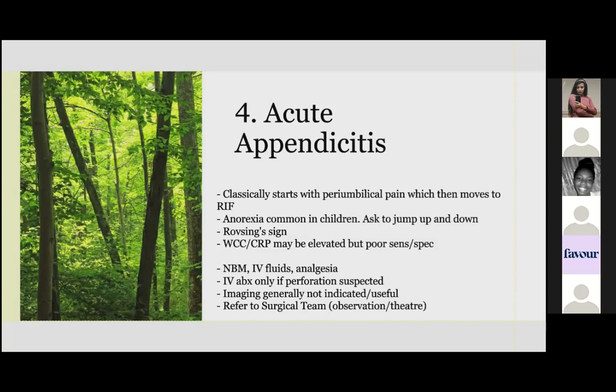Patients should be nil by mouth. You give them IV fluids, analgesia. You don't always need to give these patients IV antibiotics. This tends to be reserved only if you suspect perforation. So if the patient's got signs of peritonism, if they've got rebound tenderness, or if they're systemically unwell and septic, then I would give IV antibiotics. And if they've got pain alone, which is suspicious for appendicitis, but they're otherwise well, then I would hold off and the surgical team will decide.